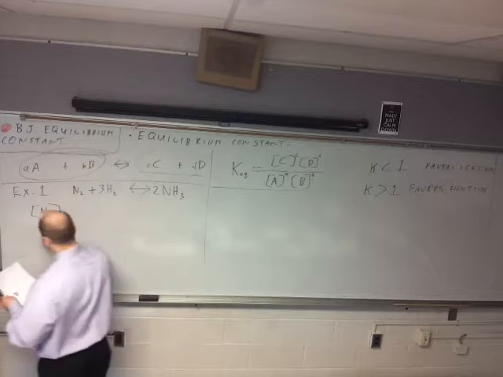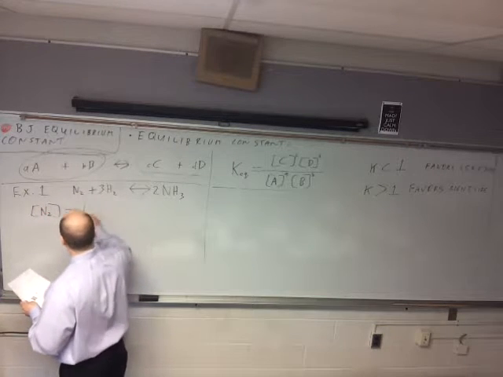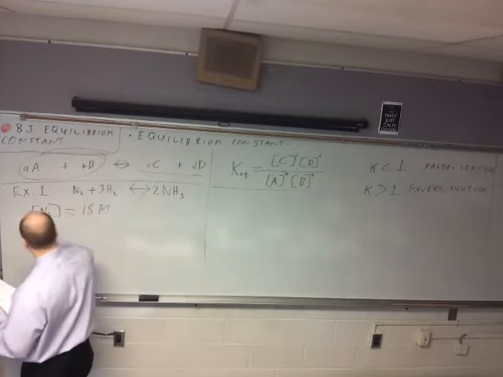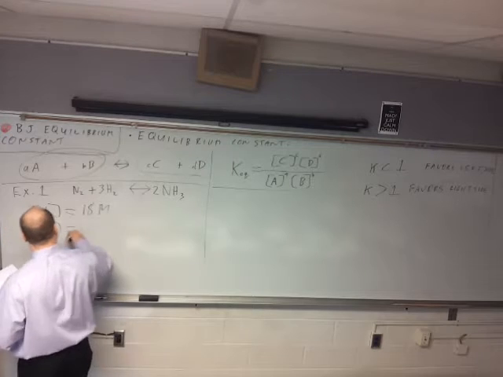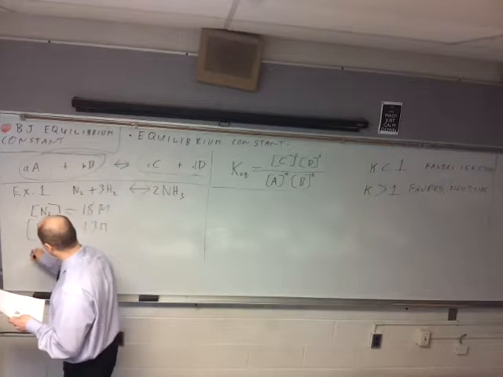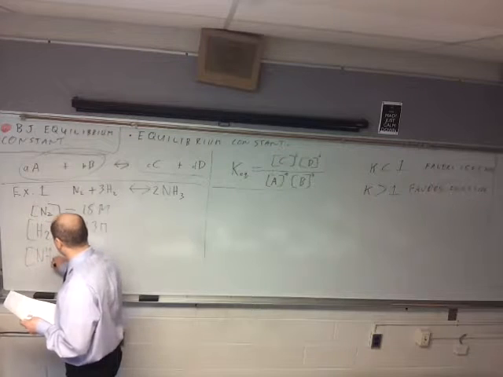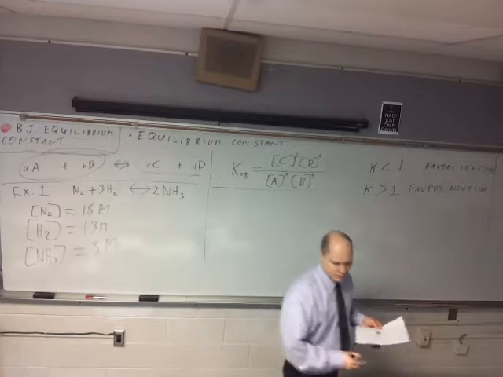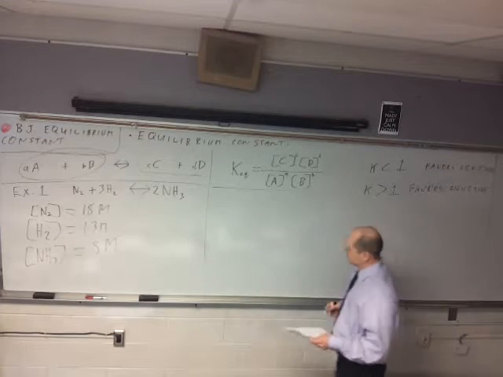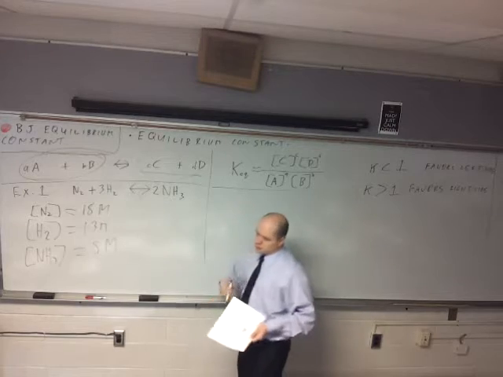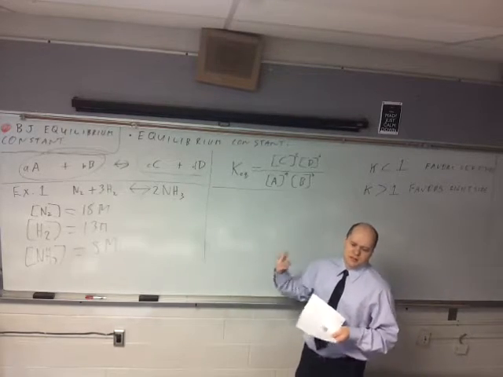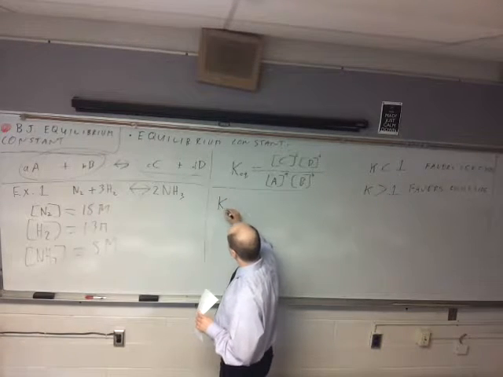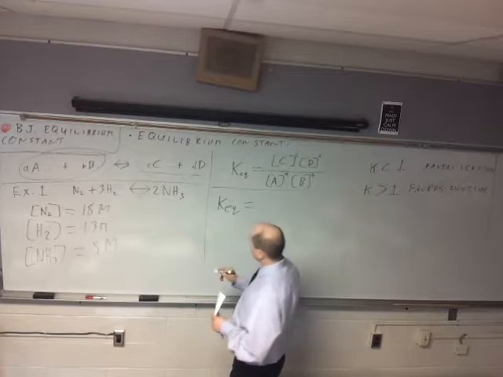So the concentration for nitrogen gas, let's say, is 18 molar. The concentration of hydrogen gas, say, is 13 molar. And the concentration of ammonia, NH3, is, let's say, 8 molar. Okay, you just made those numbers up? I just made those numbers up. And so what I want to know is, based on these numbers, and these numbers could change if you change the temperature of the system or the pressure, but based on these numbers, what is the equilibrium constant? What's K for this particular problem?